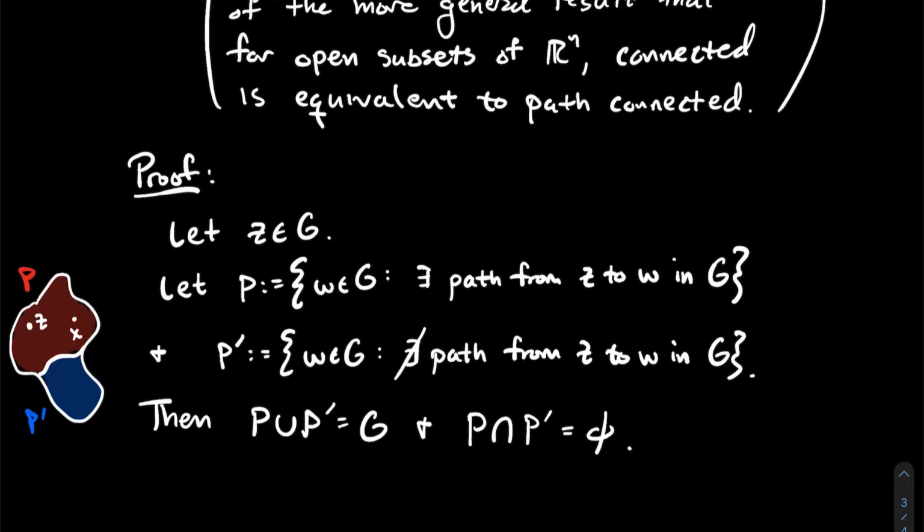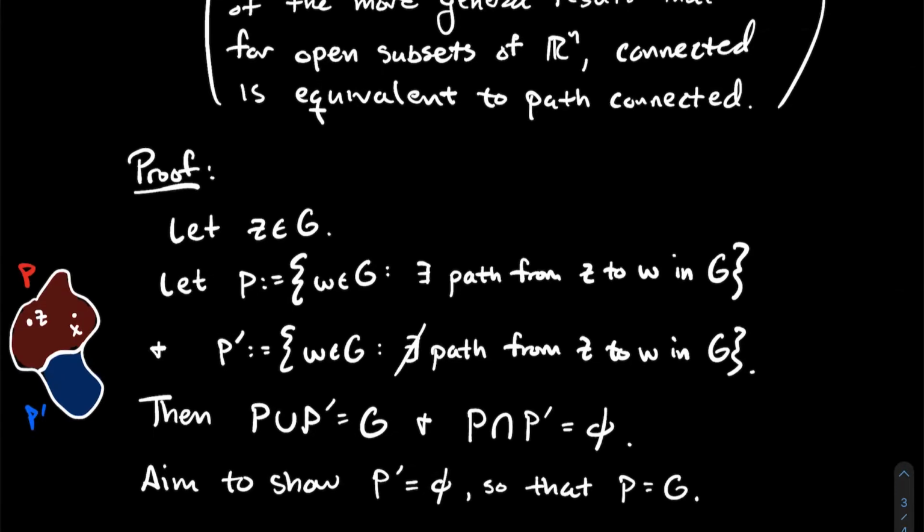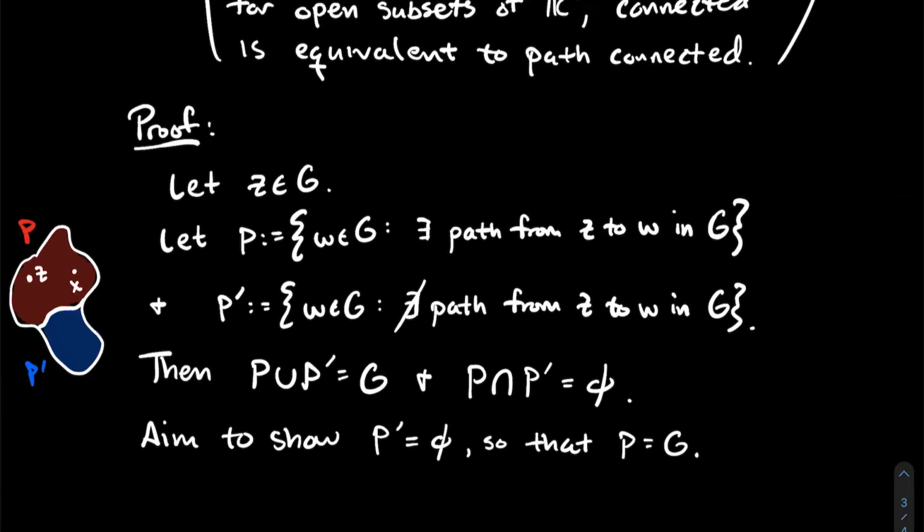So P union P prime is G. And so what we're going to try to show is P prime is empty, which forces P to be the whole set G, which says that every point in G can be connected to Z. Since Z is arbitrary, take that to mean every point can be connected to each other. So that's the big picture, the bird's eye view of what this proof's going to be.